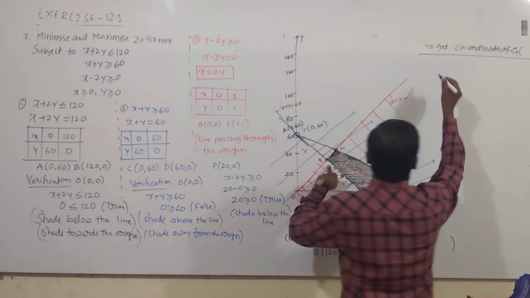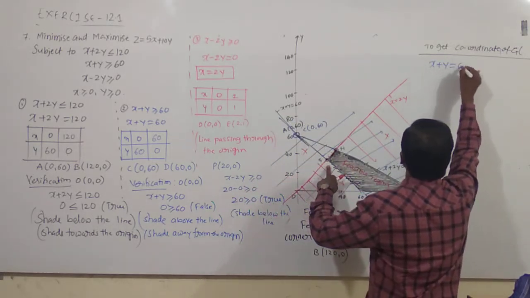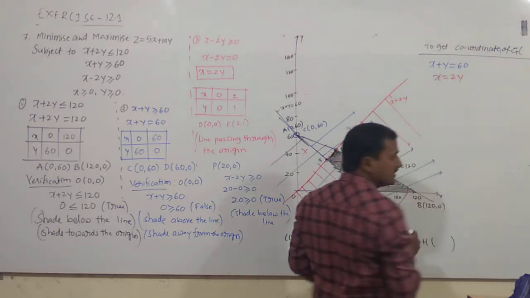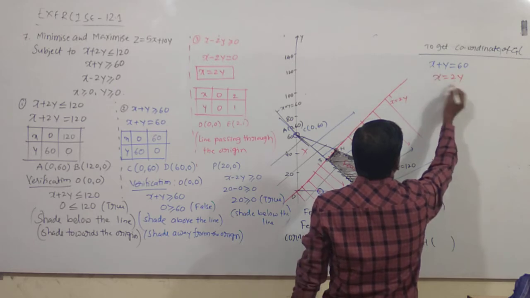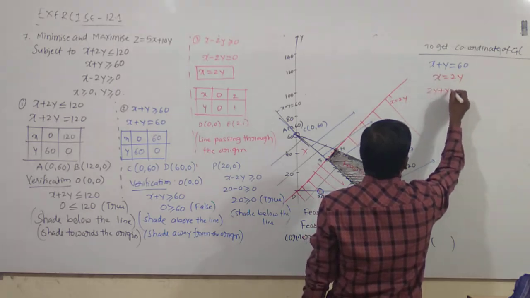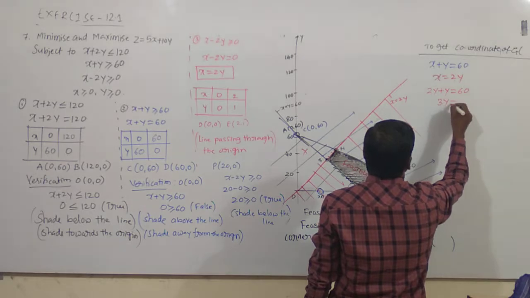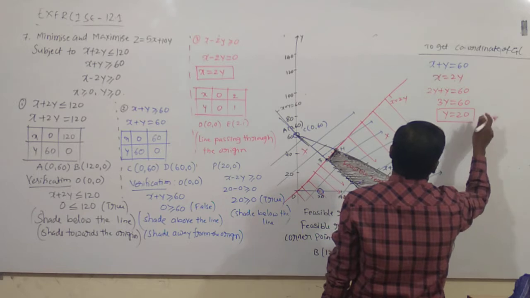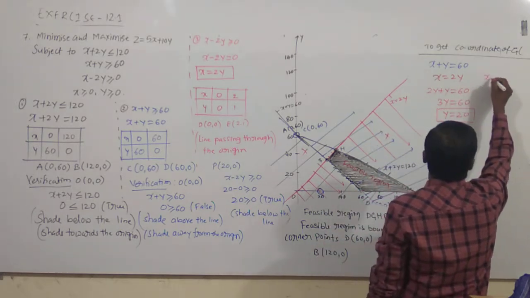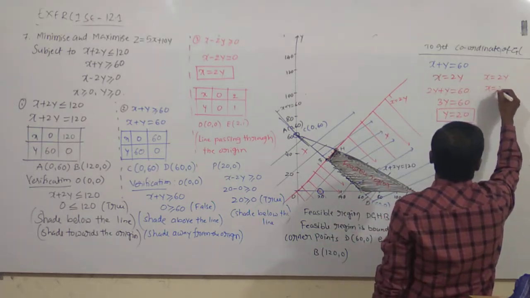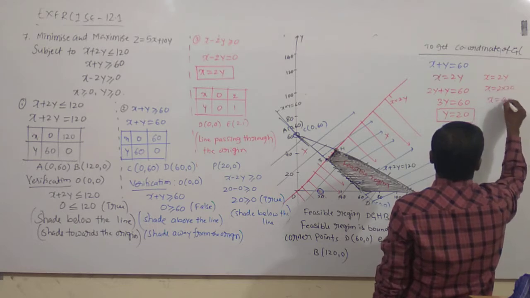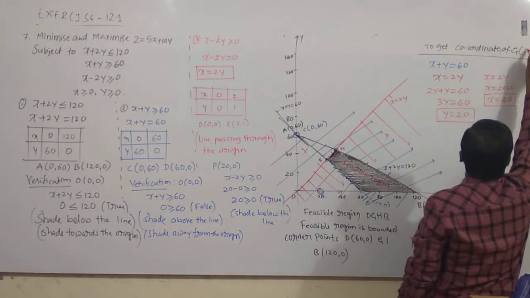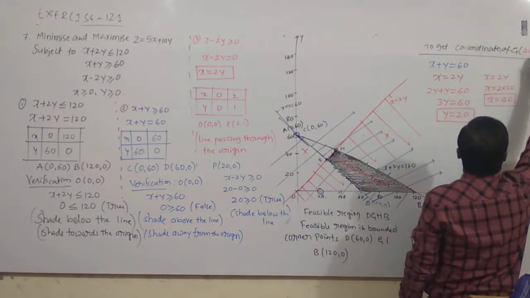To find G, take the two lines that intersect: blue and red. Blue is x plus y equal to 60, and red is x equal to 2y. Substitute the value of x: 2y plus y is equal to 60, so 3y is equal to 60, y is equal to 20. Y equal to 20 means x is equal to 2 into 20, that is 40. The coordinates of G are 40, 20.